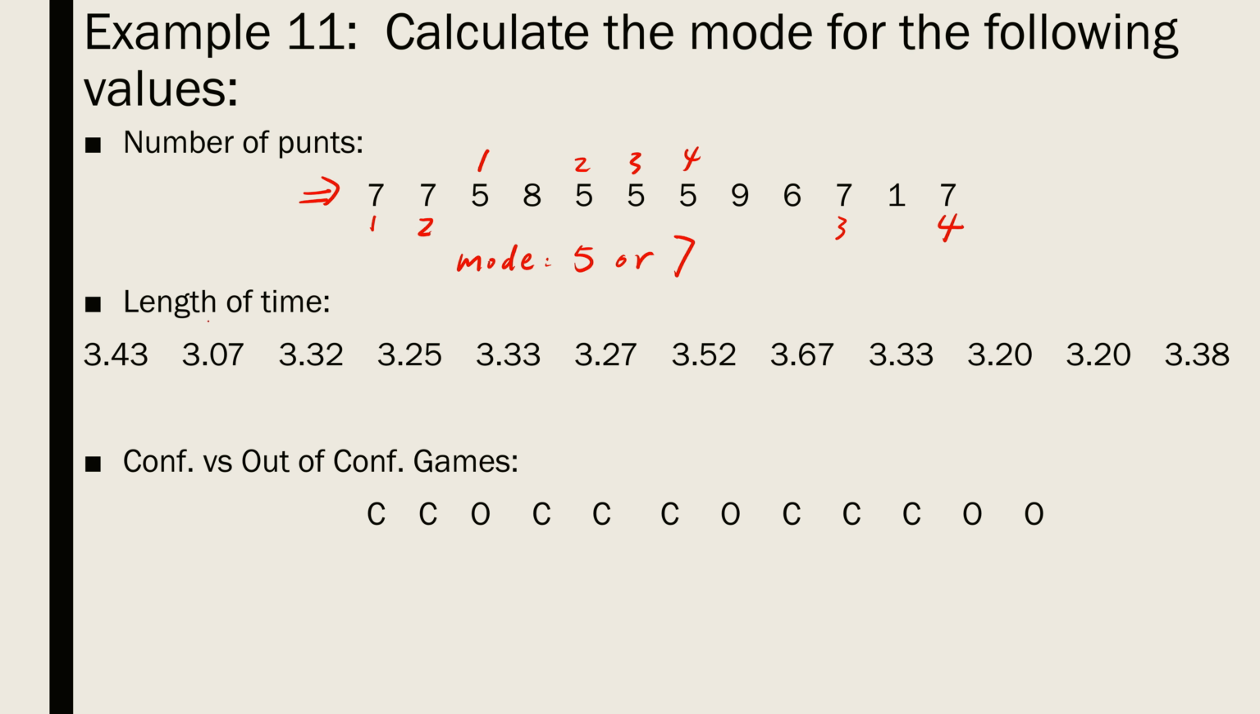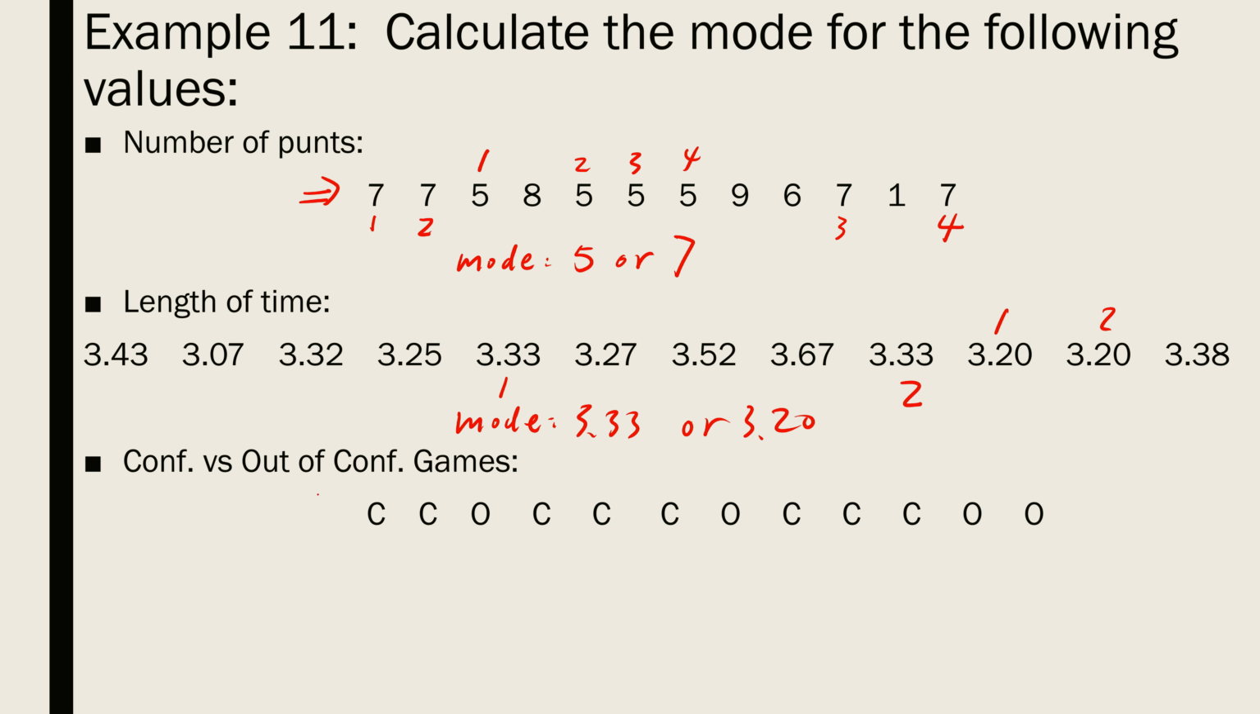And this is the second example, length of time. We find the number that appears most frequently. As I can see, the number 3.33 happened twice, and at the same time, the number 3.20 happened twice: 1, 2. So the mode for this series of numbers is 3.33 or 3.20.